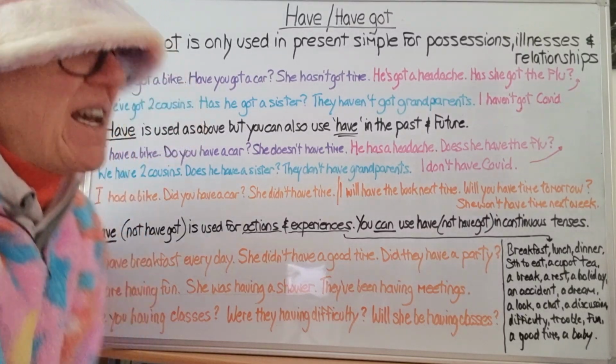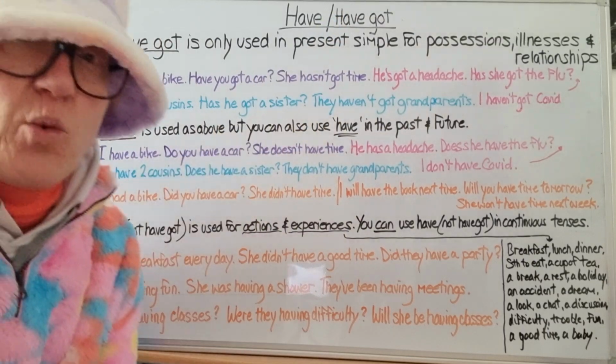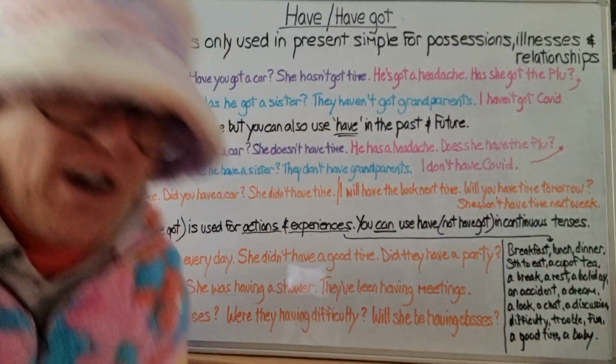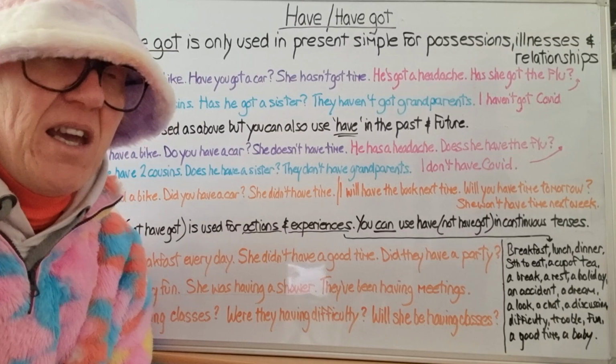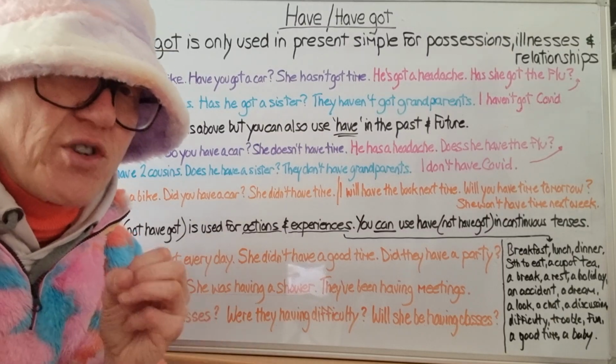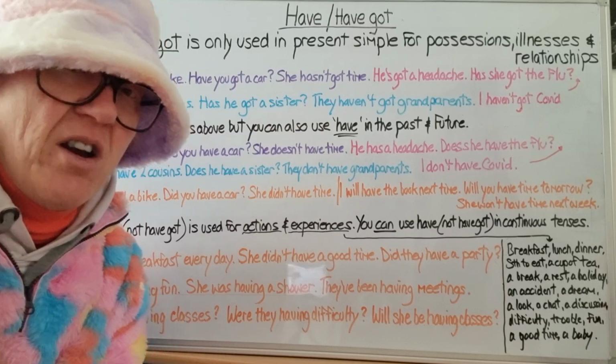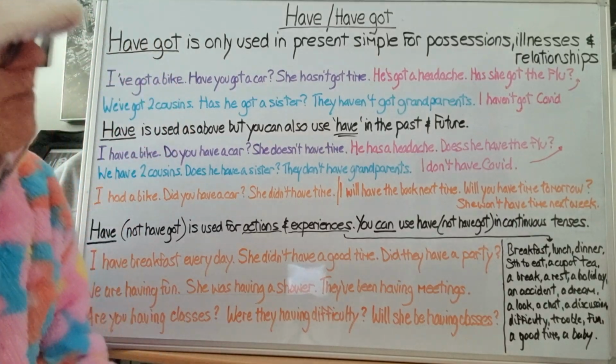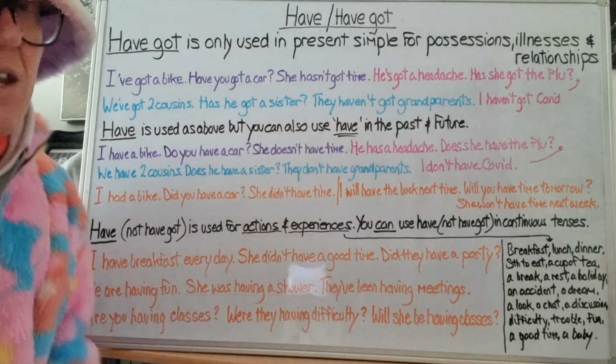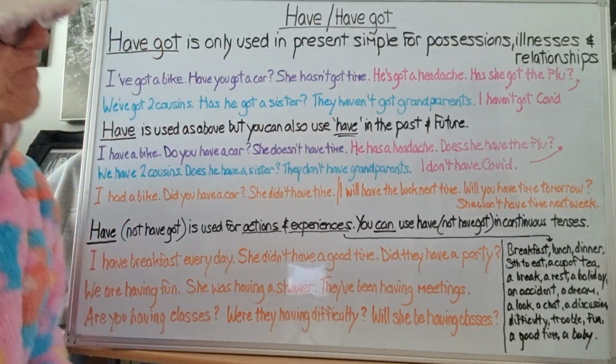Today we are looking at have and have got, which on the surface seems like a very easy thing to understand. But there are some very important rules you must know, and I'm here to tell you what they are so you don't have to worry. First of all, the meaning is the same. The meaning is possession, okay?